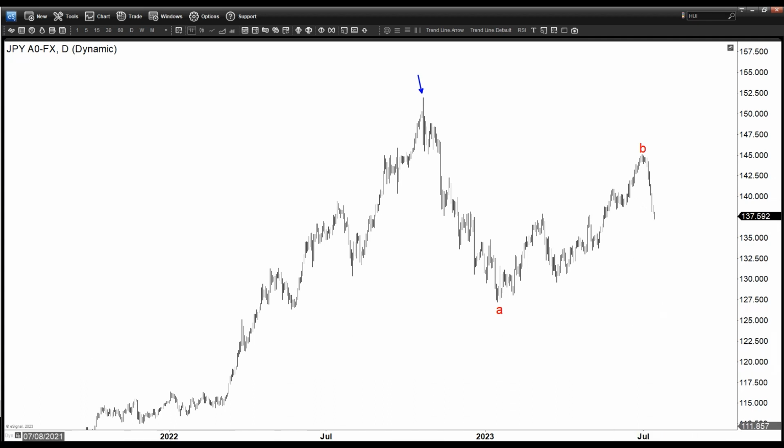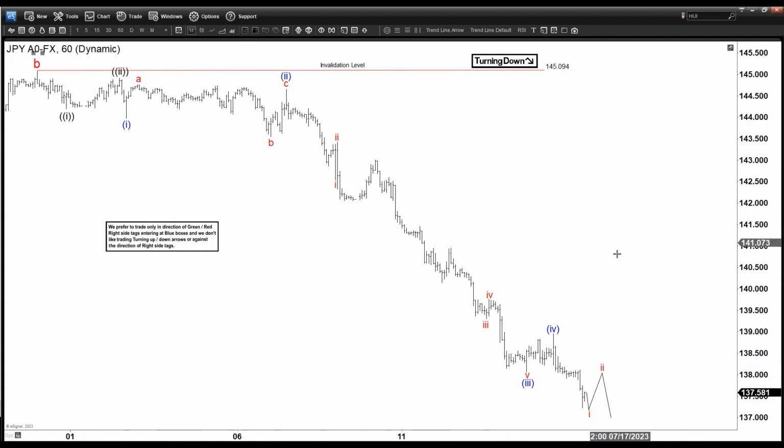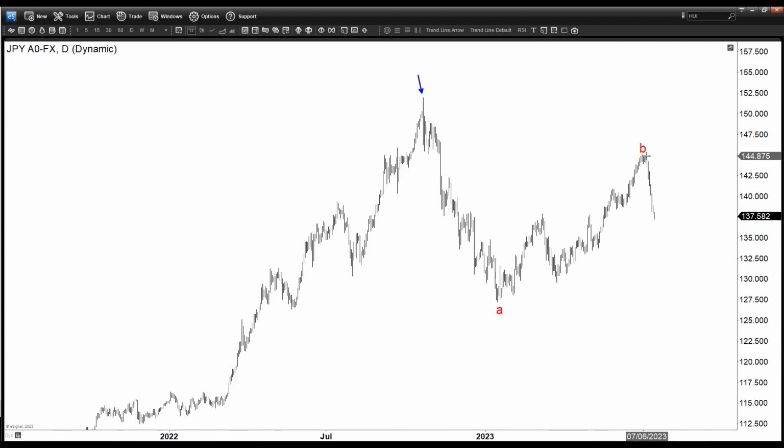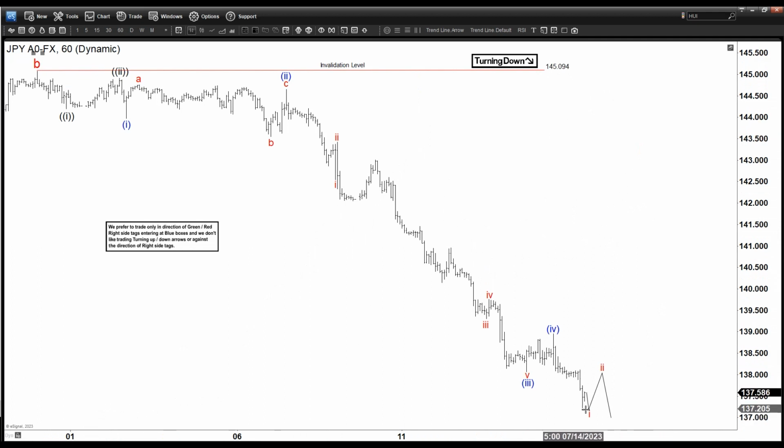All right, so going back to the 1 hour, simply, as long as we stay below 145, which is this level here, we should continue to see more downside, and any rally should continue to fail in the sequence of 3 swing or 7 swing.